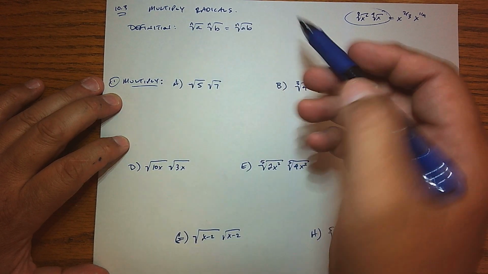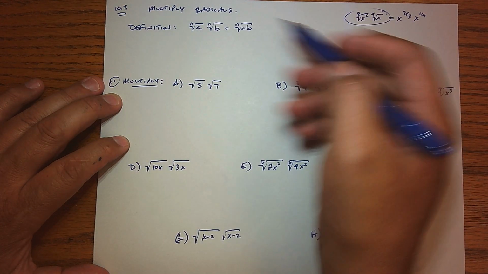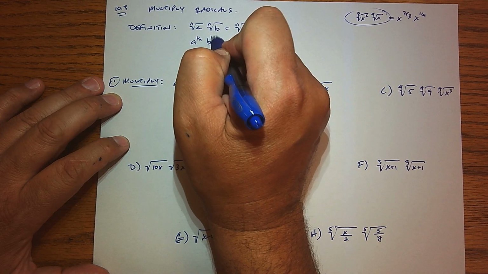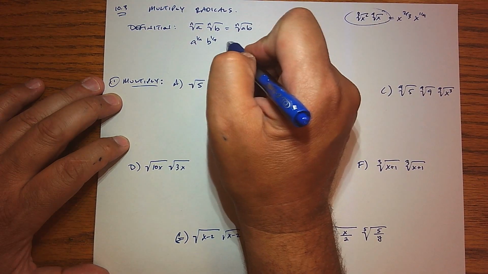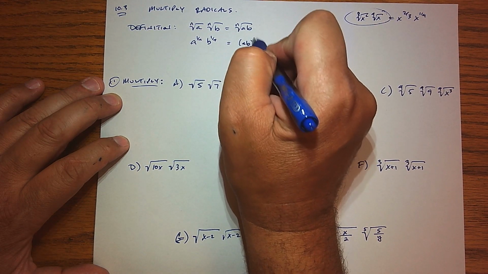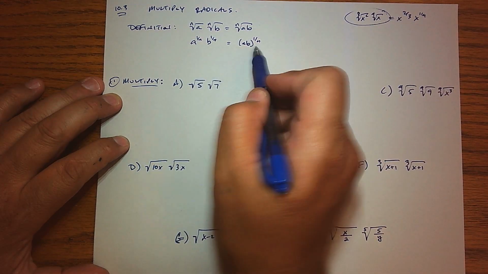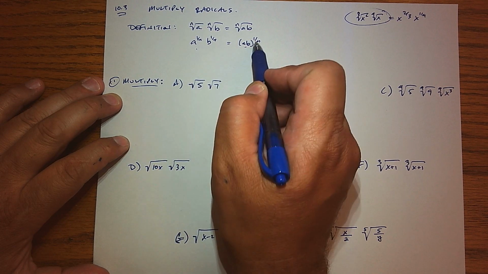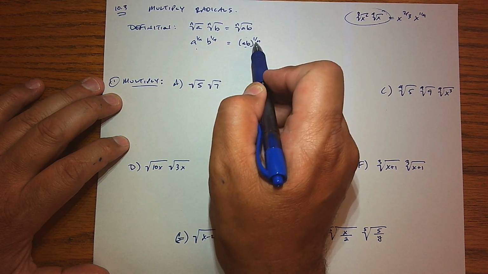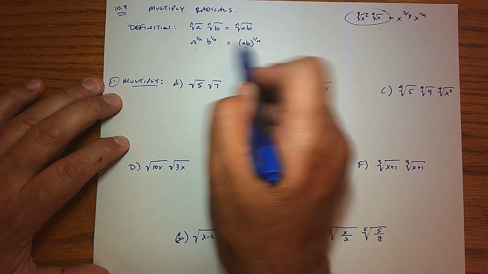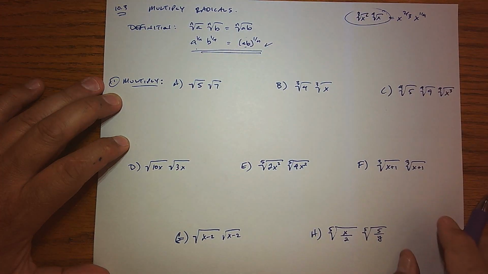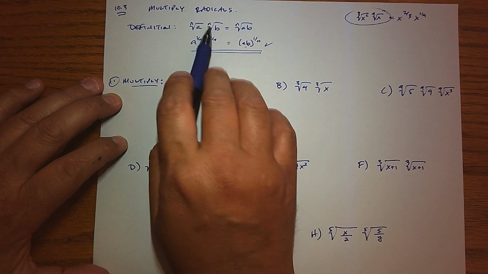Now, of course, the reason why this is true has to do with the exponential rules. If we rewrite this as a to the 1 over n and b to the 1 over n, and this side as ab to the 1 over n, then you can see all we're basically doing is using the power of a product rule. The power of the product basically says we can distribute that power. So we get a to the 1 over n and we get b to the 1 over n. So basically this follows because of our exponential rule, and it's very easy to use as long as the indices are the same.